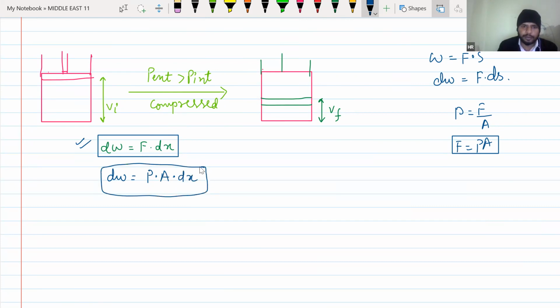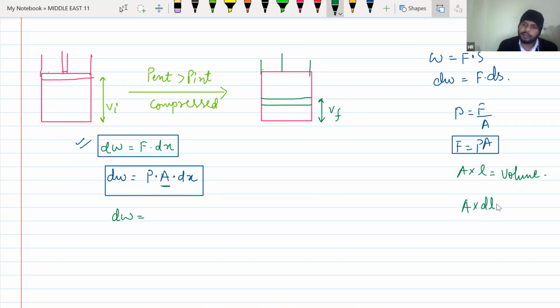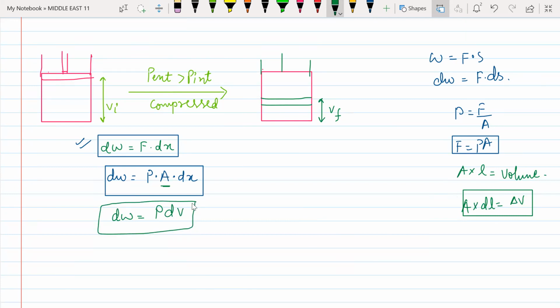So I'm going to replace this force with pressure into area, and this dx will be here like the previous. Now again you can see, this is area. Area into length gives volume, and area into change in length gives change in volume. So I can write dW is equal to P dV. I can write or not? Yes, sir. If there is any doubt, ask me right now.